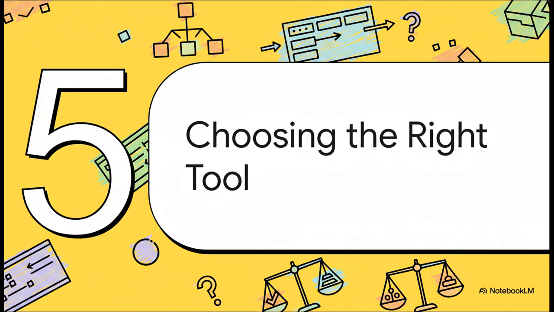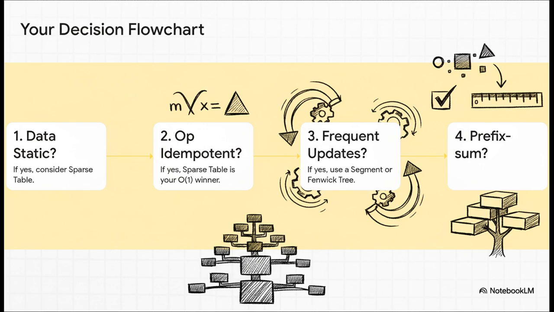Okay, so we've got all these trade-offs, all these details. So when you're faced with a range query problem in the wild, how do you actually choose the right tool for the job? Here's a simple decision flowchart for you. First question, is your data static? Is it never going to change? If the answer is yes, you should be thinking sparse table. Second question, is the operation idempotent, like min, max, or GCD? If yes again, the sparse table is your winner, hands down.